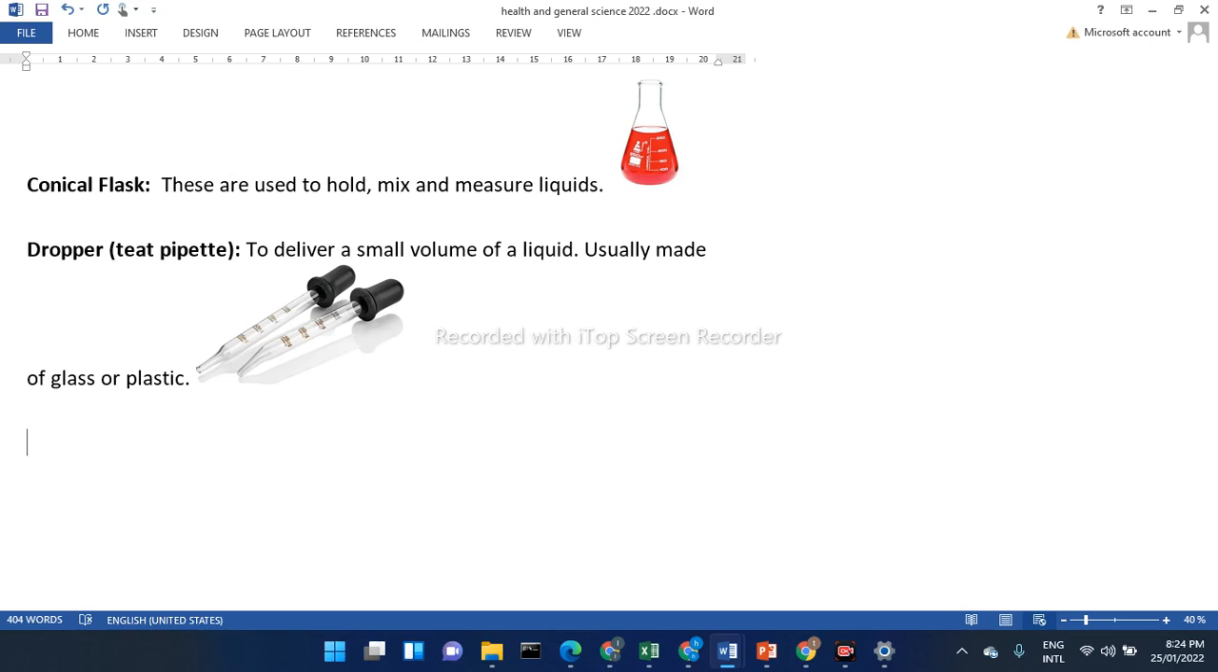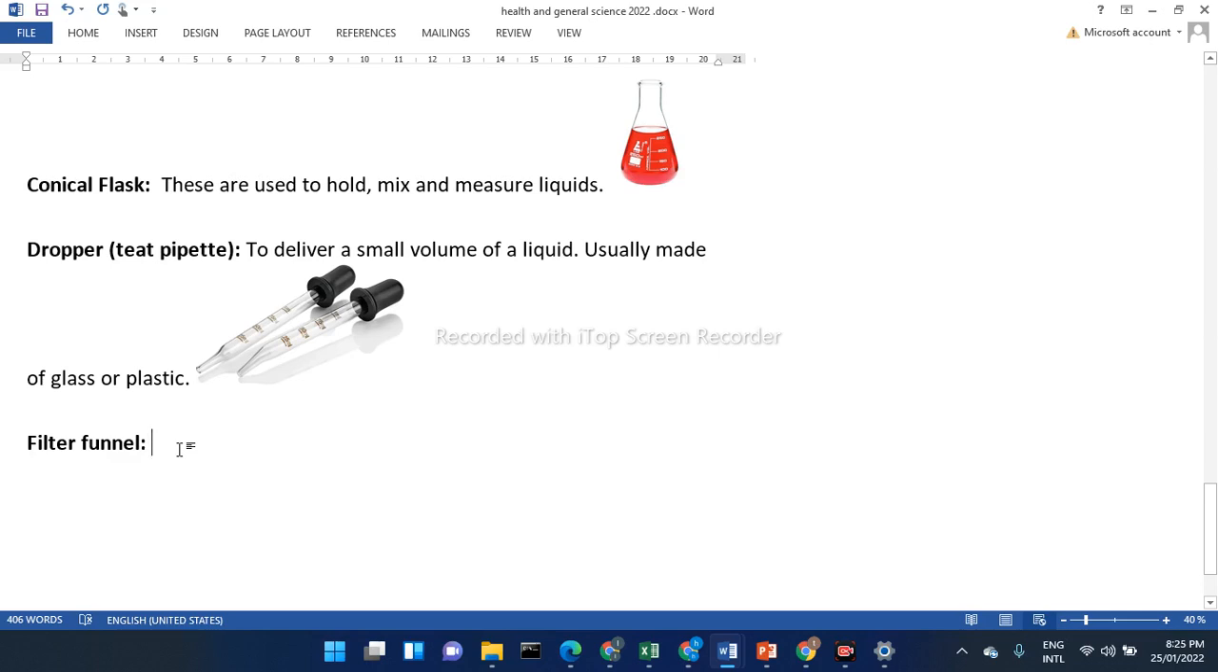All right, next up we have an evaporating dish. Or no, let's talk about the filter funnel. I like the filter funnel. Let's talk about that. Filter funnel. Anyone know what a filter funnel is?